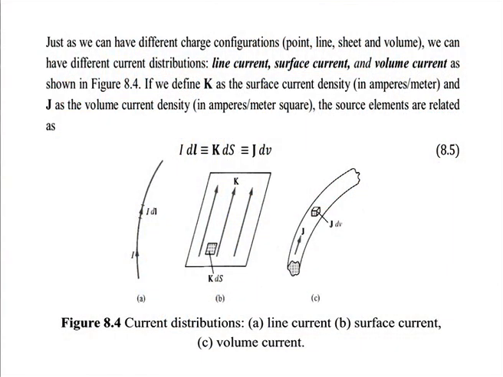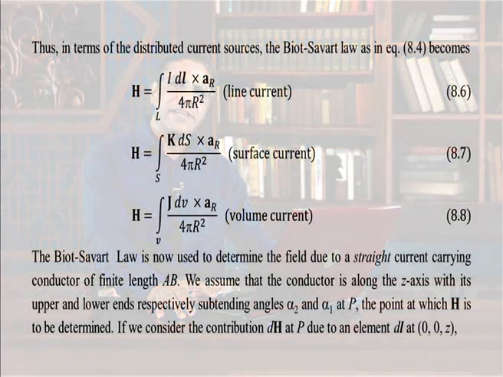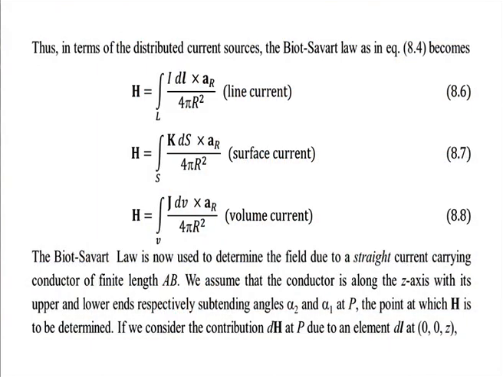If we define K as the surface current density, whose unit is ampere per meter, and J as the volume current density, whose unit is ampere per meter square, then the source elements are related as I dL is equal to K dS is equal to J dV, and they can be seen in figure 8.4. Thus, in terms of the distributed current sources, the Biot-Savart law becomes as shown in equations 8.6, 8.7 and 8.8 for the line current, surface current and volume current.